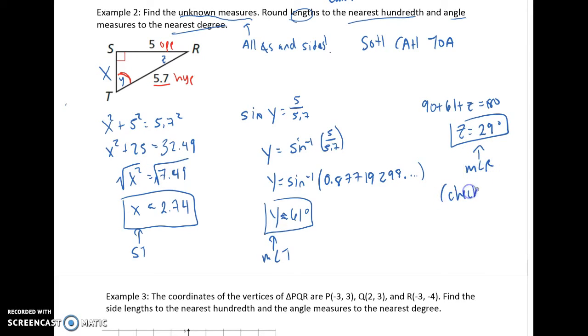Check using cosine. So just do a quick check. When you see cosine of 29 in your calculator, that's about 0.874619, et cetera. Is that equal to 5 divided by 5.7? And yeah, it looks good to me. It's close, not exact because we rounded, but it's pretty close, so it looks pretty good. But again, you can always do the inverse cosine to double check as well.